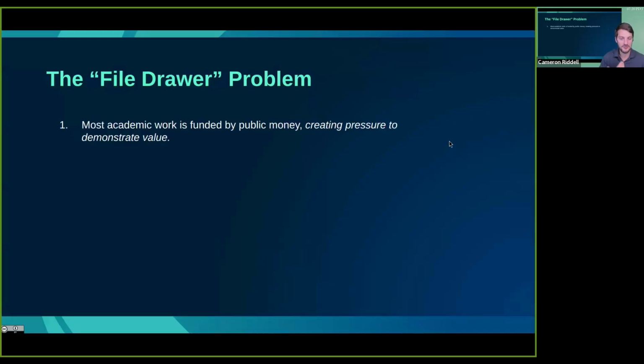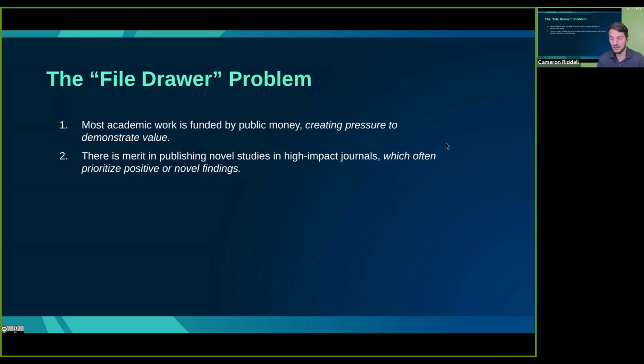So the file drawer problem is effectively going to be a series of points. I'll present it to you in a series of premises, followed by a conclusion. This is the file drawer problem. First, let's establish that most academic work is funded by public, we can even say private money in this case as well. So if you get your funding from a public or a private entity, we all know that when somebody gives us money to do things, it creates pressure on us to demonstrate value with that money that was provided. Two, there's merit in publishing novel studies in high impact journals.